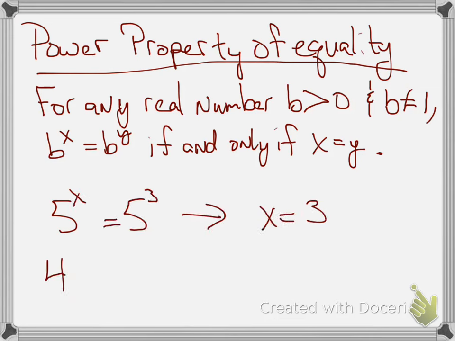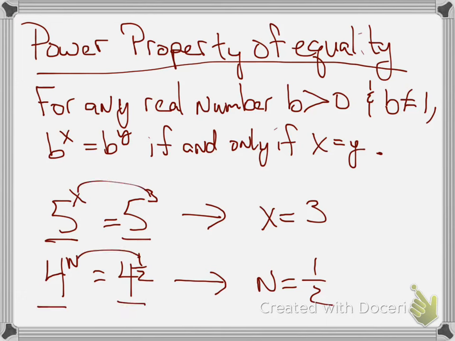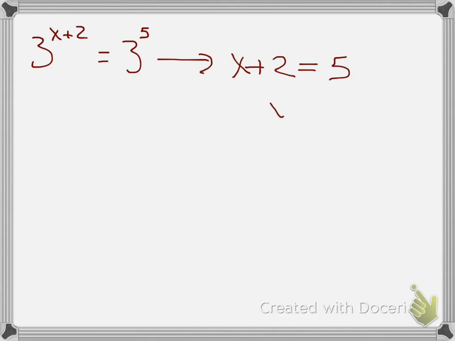In other words, like here, you see these two examples, I'm saying 5 to the x power is equal to 5 to the third power. Therefore, x equals 3. 4 to the n power is equal to 4 to the 1/2 power. Therefore, n equals 1/2. What that allows me to do is something like this, very simply. If I said 3 to the x plus 2 power is equal to 3 to the 5th power, I could drop the base and say x plus 2 equals 5 and solve for x by subtracting 2 and getting x equals 3.